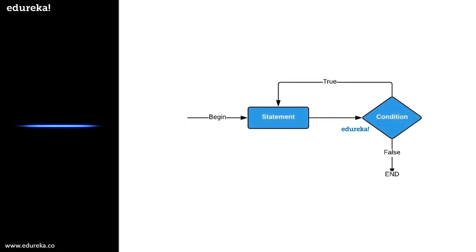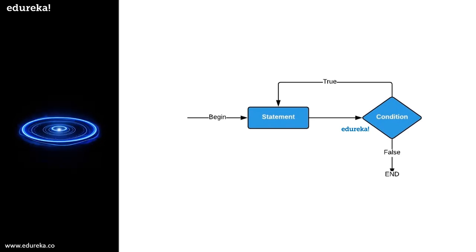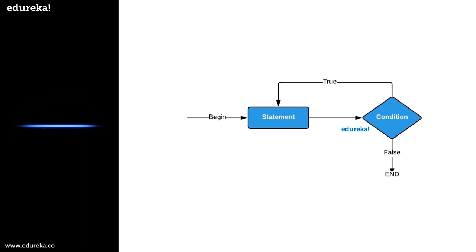To understand this in a better way, let us check out a flow diagram. In this particular example, the control flow will first encounter the statement. So this particular statement will be executed at least once without checking the condition. Once the statements are executed, the control flow will enter into the conditional statement. Now the condition is checked.